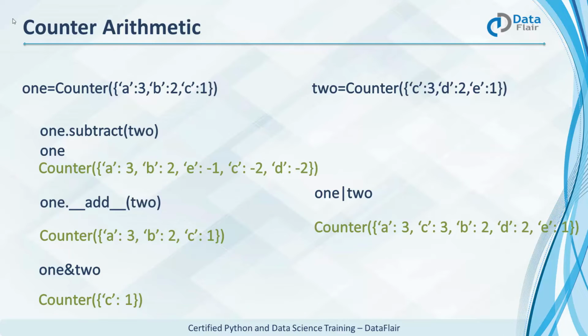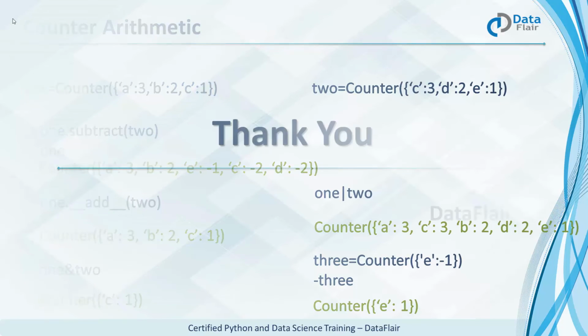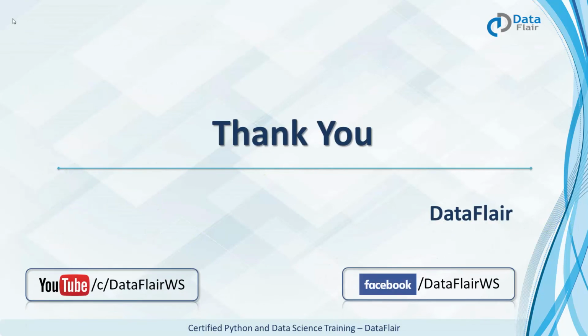Let's define a third object 3. Negative of this means the values become negative of what they are. Minus 1 becomes 1 and 3 becomes minus 3. The counter module in Python lets us count how many times an item appears in a collection.